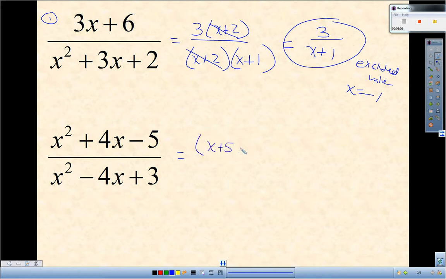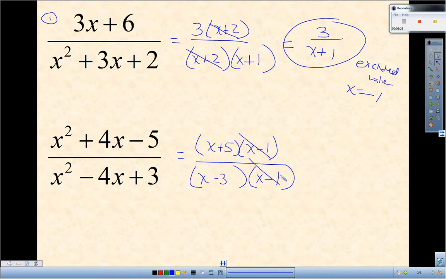Alright, for the next one, if I factor this trinomial in the numerator, I'm going to have x plus 5 and x minus 1. The reason is because 5 times negative 1 is negative 5, and 5 minus 1 is positive 4. The denominator, I can factor that into x minus 3 and x minus 1, because negative 3 times negative 1 is a positive 3, and negative 3 minus 1 is a negative 4.